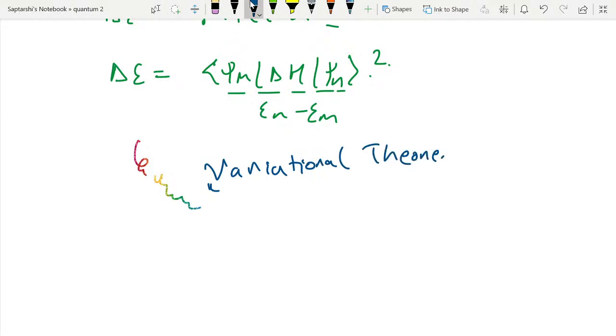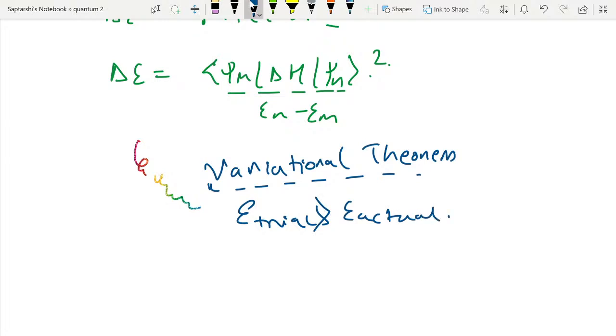Variational theorem, right? For this, the trial wave function energy will be more than your actual energy. This is the main thing, that the trial energy is more than the actual energy.